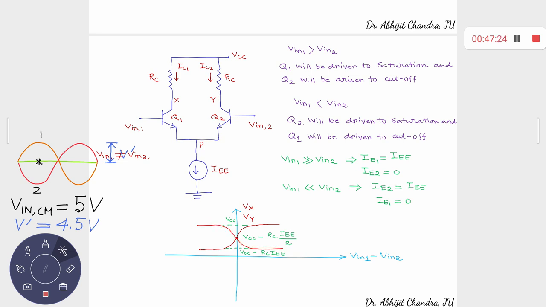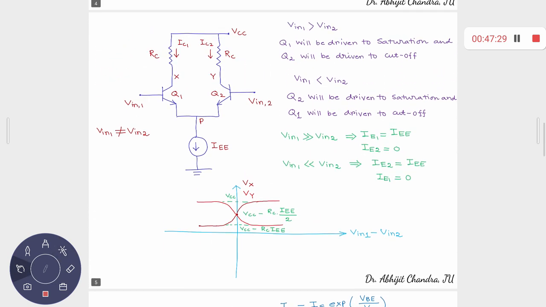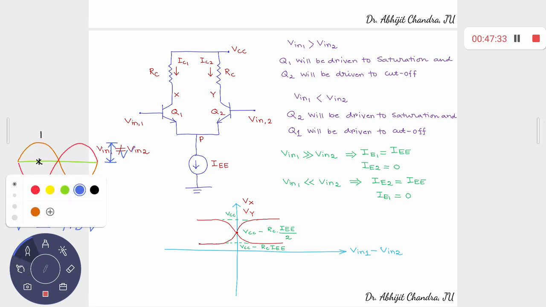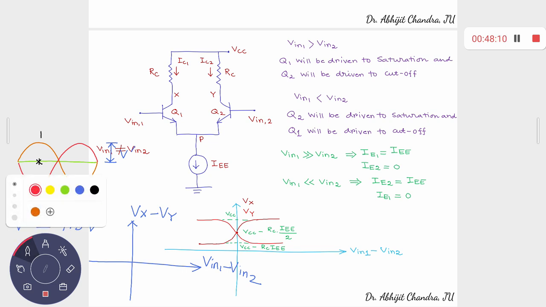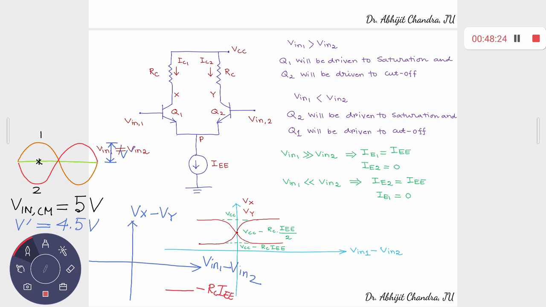Similarly, I can also draw the corresponding difference. This is V1 minus V2, for example, right? And this is your Vx minus Vy. Okay. So when V1 minus V2 equal to 0, what was Vx minus Vy? That is 0. When V1 minus V2 is much much greater than 0, then what was Vx minus Vy? Minus RCIEE. So let me mark over here. This is minus RCIEE. And when V1 minus V2 is much much less than 0, the difference was plus RCIEE. So I can mark it over here. That is plus RCIEE.